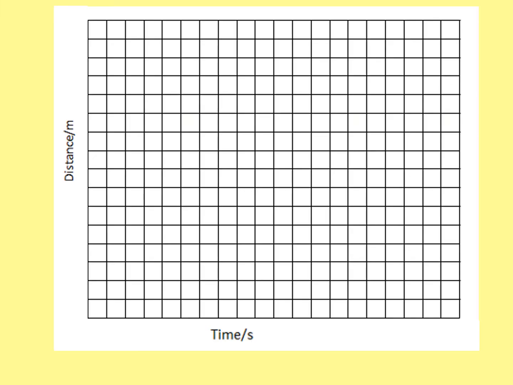So the next thing we're going to do is describe a graph, but we're not going to use any numbers. When we describe graphs, it's really useful to chunk them into their sections. So let's have a look. Here's section 1, here's section 2, and here's section 3 of this graph. We're going to use words, not numbers, to describe what is happening in this journey. Like I said, we're going to do this in sections.